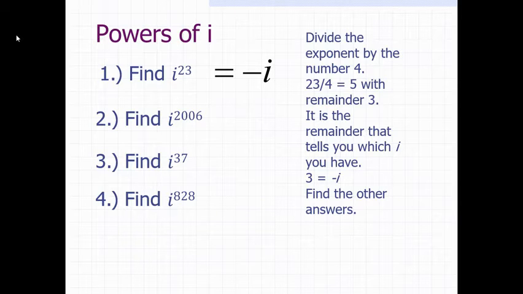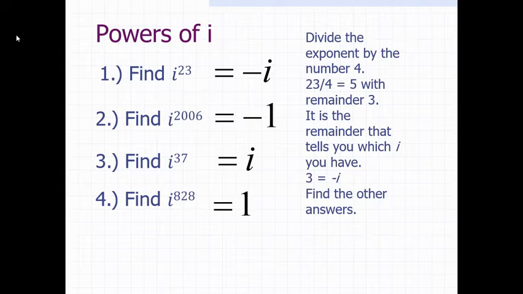You're going to find the other answers here. So find i to the 2006. That is correct. It's equal to a negative 1. You had a remainder of 2. Okay, find i to the 37. That's right. That was just equal to i, because the remainder of 37 divided by 4 is 1. Okay? Find i to the 828.